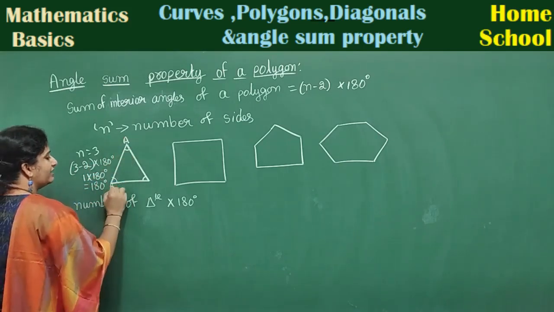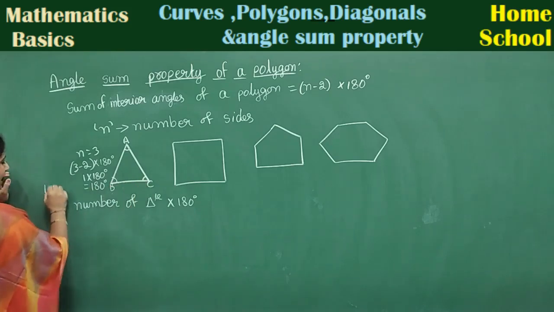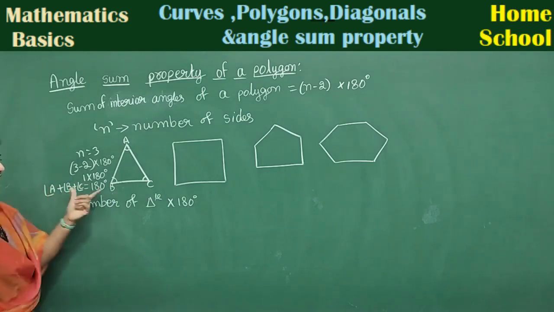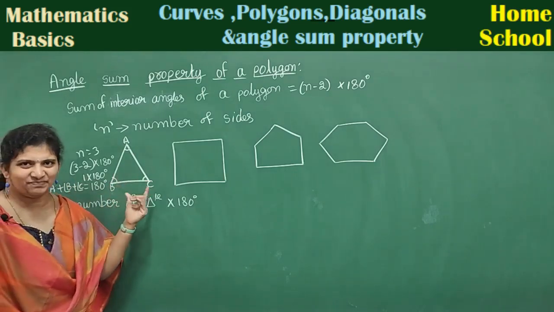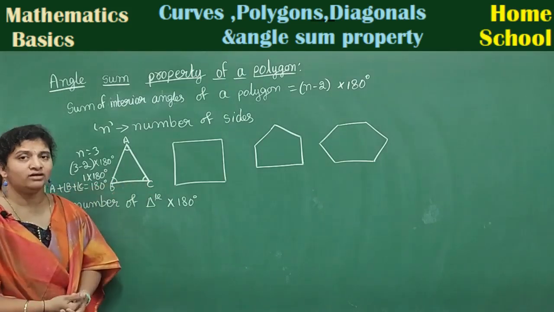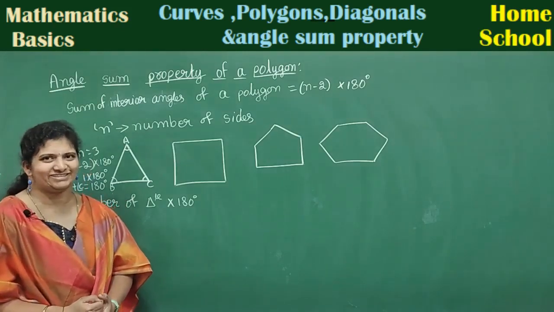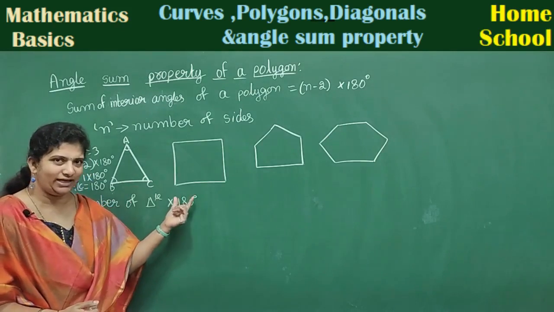Therefore, I write it here: angle A plus angle B plus angle C is equal to how much? 180 degrees. Just remember, the sum of the interior angles of a triangle is equal to 180 degrees. Let's see the next polygon.